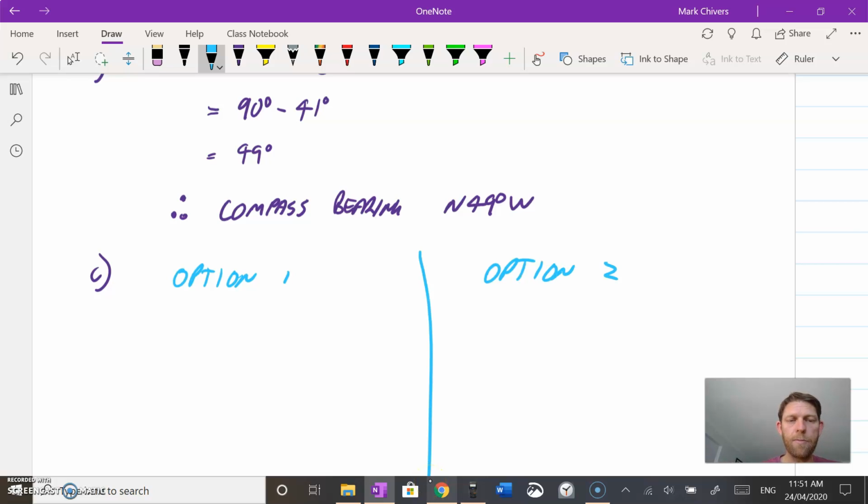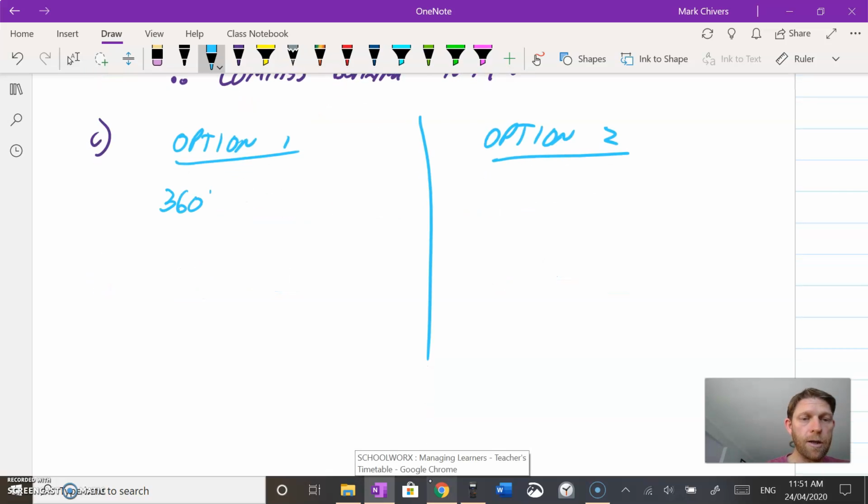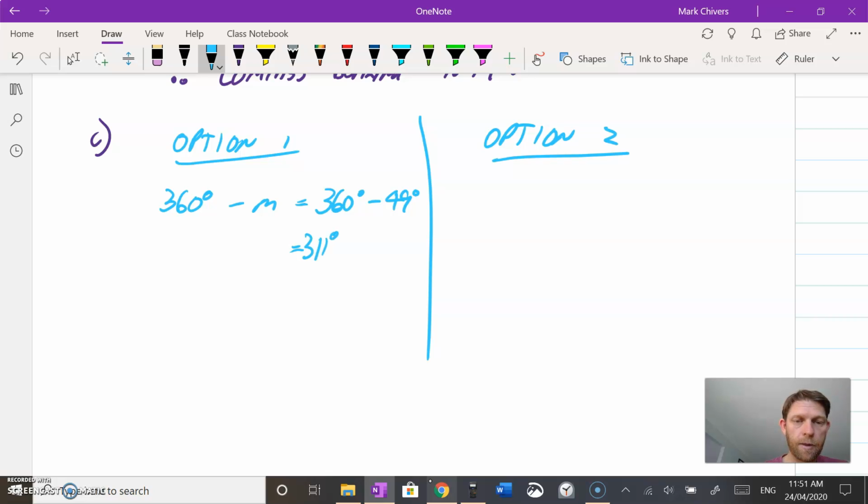So for option 1, we could say it's 360 degrees minus M, which is 360 degrees minus 49 degrees, which is going to leave us with 311 degrees. Or we could say it's 270 degrees plus Y, which is 270 degrees plus 41 degrees, which is also 311 degrees. So either way works perfectly fine.